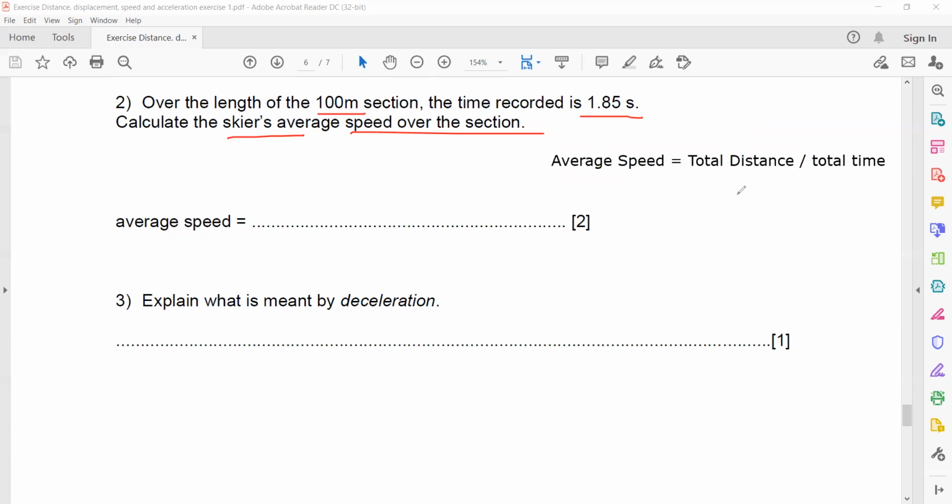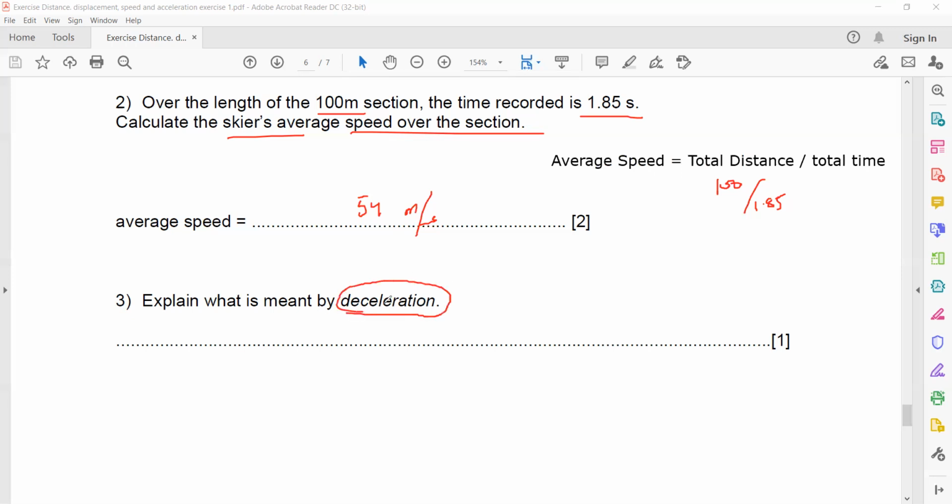So the average speed: total distance is equal to 100, and total time is 1.85 seconds. So 100 divided by 1.85 is equal to 54 meter per second. What is meant by the term deceleration?